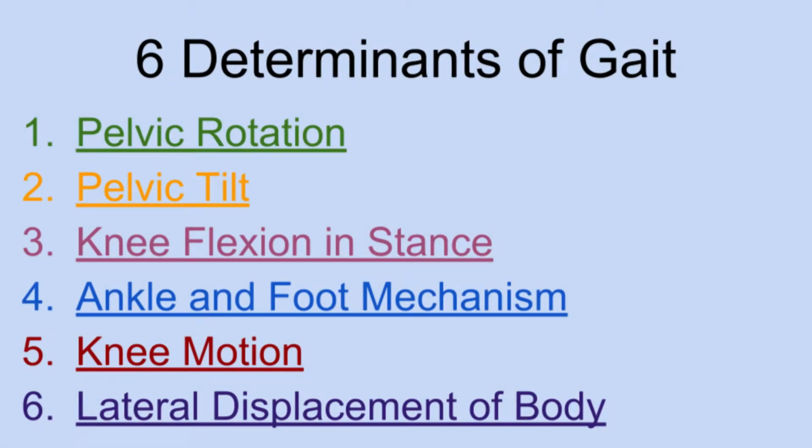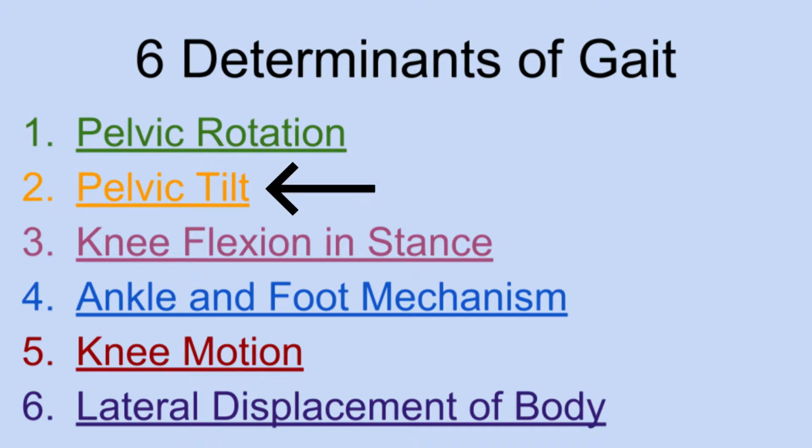In addition to the attributes of gait, there are also 6 determinants of gait, which describe mechanisms to minimize the undesired changes in the center of gravity. They are pelvic rotation, pelvic tilt, knee flexion and stance, ankle and foot mechanism, knee motion, and lateral displacement of the body. When walking, the pelvis is rotating to help reduce the angles of hip flexion and extension. It is also responsible for helping to increase step length while maintaining a lower center of gravity.